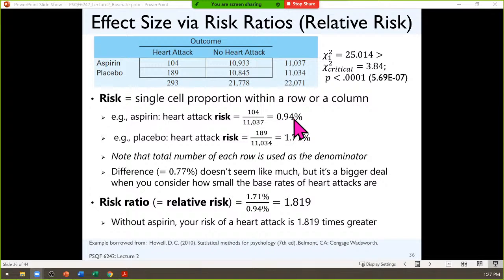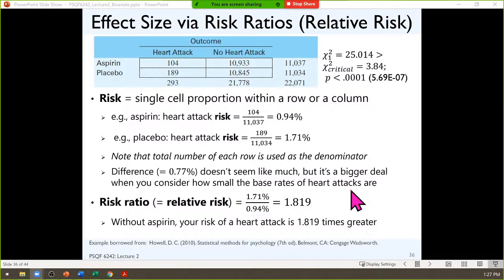And so if you take those two risks and form a ratio of them, then that ratio is interpreted as an effect size. So a 1.8 relative risk. So without aspirin, your risk of having a heart attack if you take placebo instead is 1.8 times greater. So this shows up a lot in epidemiology, public health, those kinds of studies.